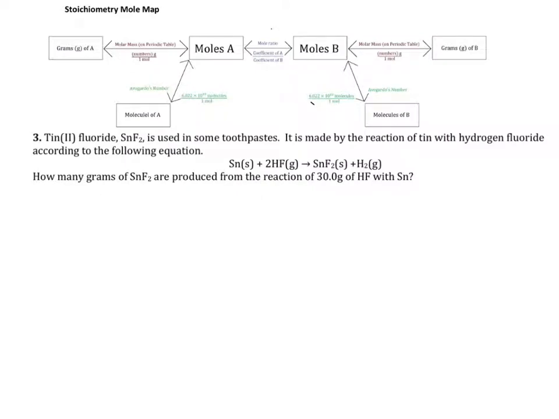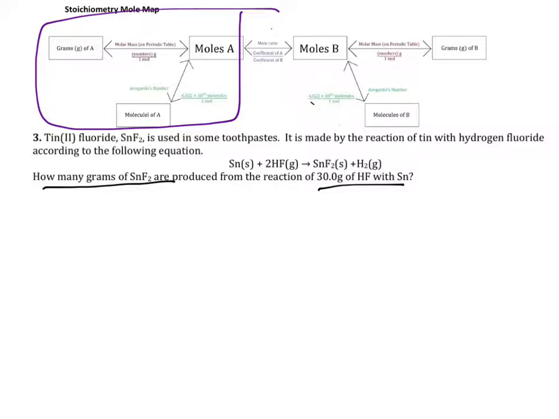This here is going to be a different ending point. So this one, you'll see we're going to start with grams of A and go to grams of B. And so if you take a look, the question is, how many grams of tin fluoride are produced when 30 grams of HF are reacted? So what we're starting with is grams of HF. So we're starting with grams of A. And again, we're always going to start over here somewhere. So it's grams of A. And so A in this situation is HF.